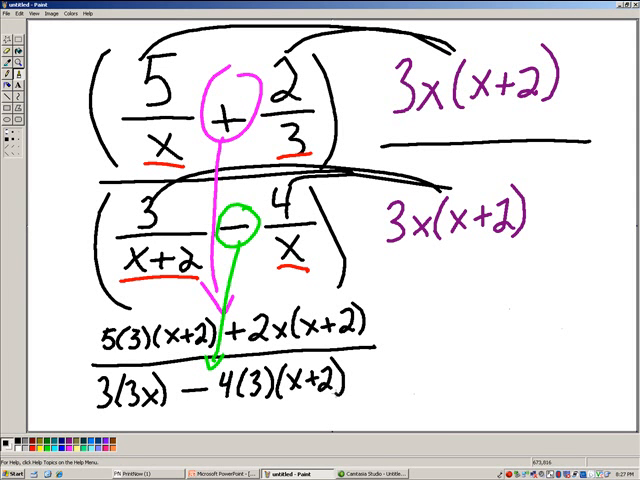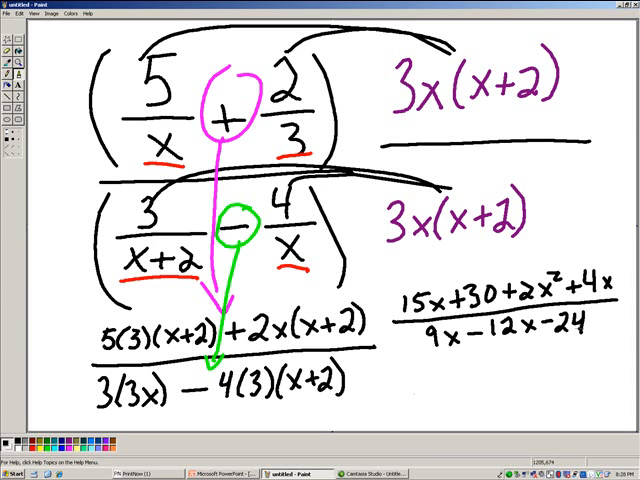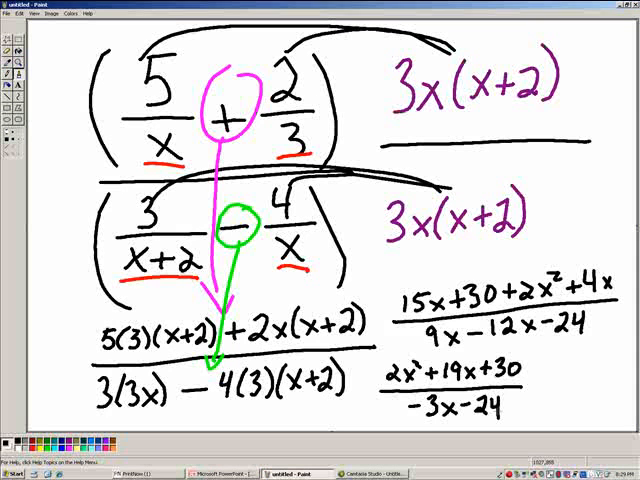Now all we've got to do is do all the distribution and clean everything up. When we distribute everything, we get 15x plus 30 plus 2x squared plus 4x over 9x minus 12x minus 24. And combining like terms would give us 2x squared plus 19x plus 30 over negative 3x minus 24. Now that might seem different than what we had when we used method 1.